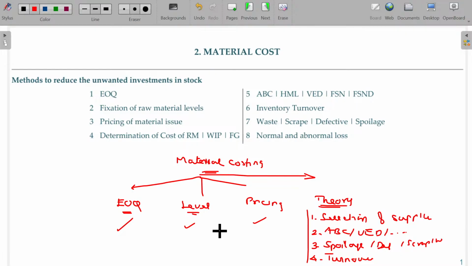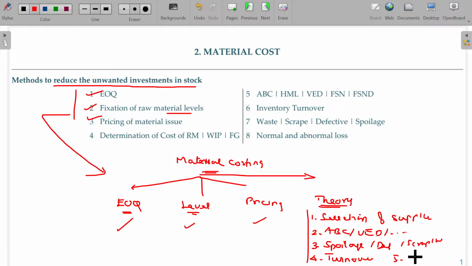Now the main intention of studying this material cost is to reduce the unwanted investment in stock that leads to ultimate reductions of cost you spend for the material. By understanding the EOQ, you can find out the exact size to make the cost for ordering lesser. Fixation of raw material levels also studied. Pricing of material issues. So these are the three predominantly calculation based illustrations.